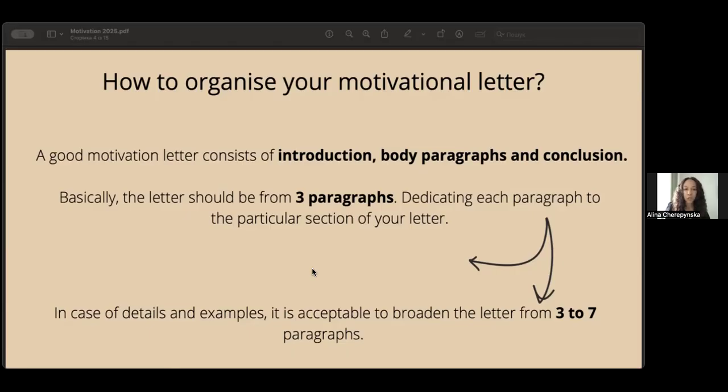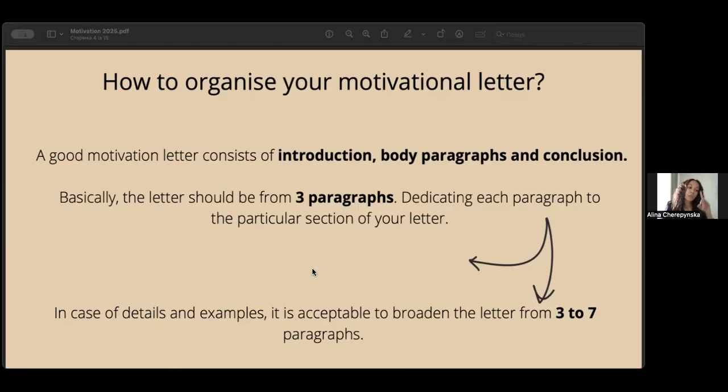Right now, we will speak generally about these parts, and then I will explain each part separately. So, introduction, body paragraphs, conclusion. Usually, in a motivational letter, we have a three-paragraph structure. Sometimes it may be completely enough: one paragraph for introduction, one paragraph for body, and one paragraph for conclusion. And also, as you can see, dedicating each paragraph to a particular section of your letter.